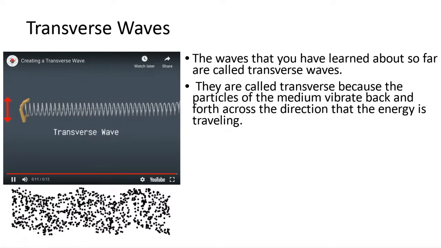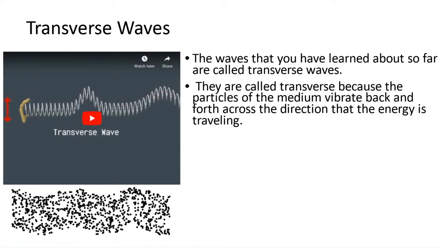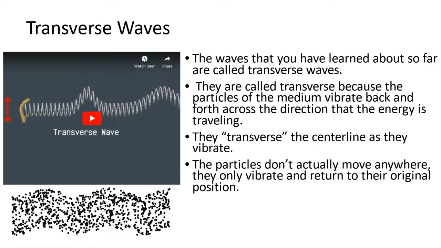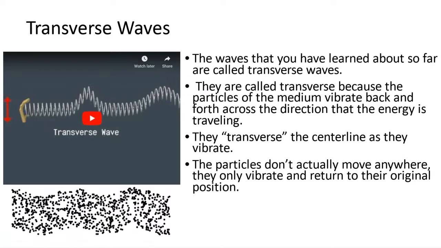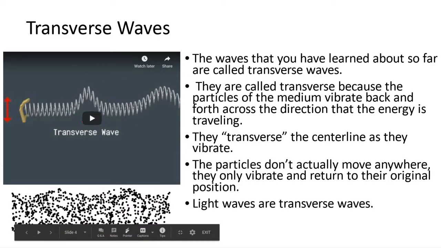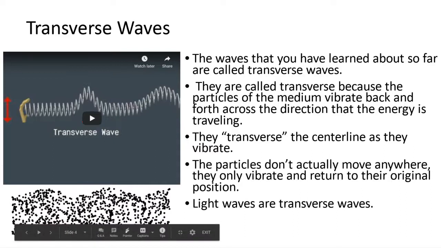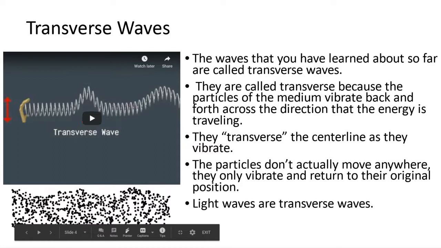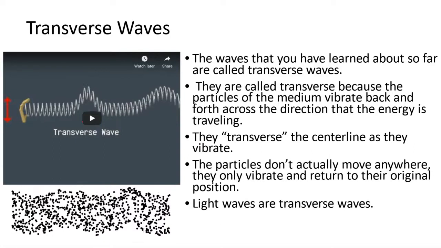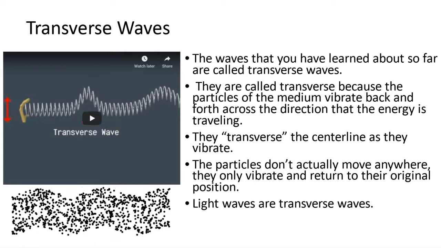Now, an example of a transverse wave is going to be light. And I think next week we're going to start talking more about light waves. Okay. So remember, the particles don't actually move anywhere. They only vibrate and then they return to their original position. And if you look in the little diagram here at the bottom and you focus just on one little particle, so let's focus on this one where my arrow is. You can see the particle is just moving up and down, up and down. It's not moving left to right. And so that's what a transverse wave is. The particles move up and down while the wave, the energy, goes from left to right.